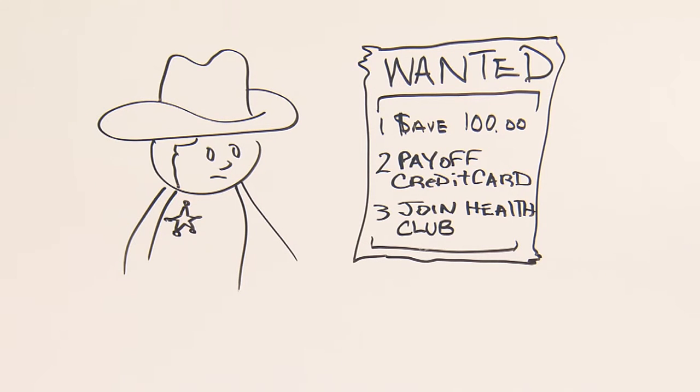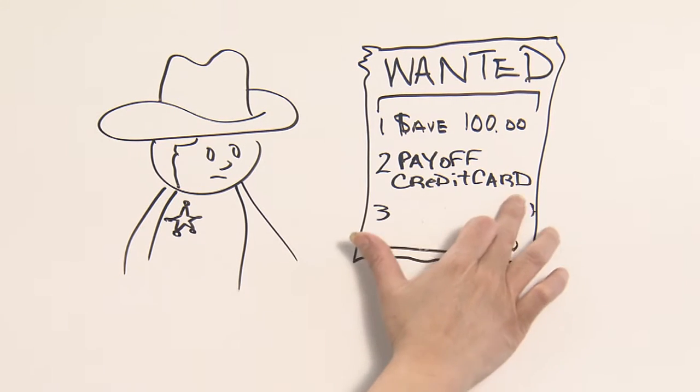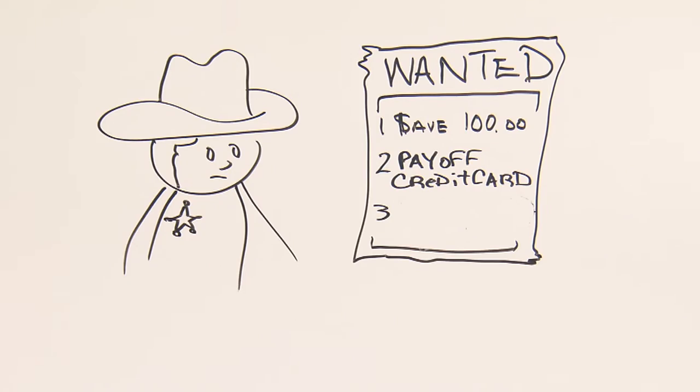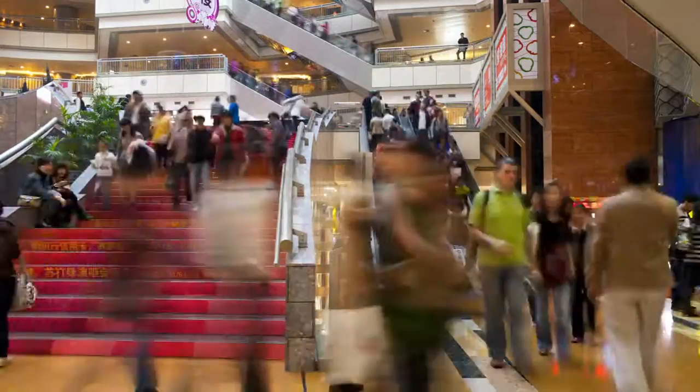Okay. This is simple, and I get it, but what if I don't have goals in all three categories? You don't have to. For example, if you spend everything you make and you don't rack up debt, then you may only have a savings goal or a spending redirection goal.